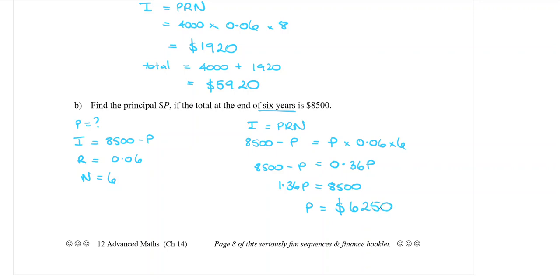You get 6,250, right? And you could double check it if you wanted to. You could do 6,250 times 0.06 times 6, get the interest, add that on to your 6,250 again, and you should be back to 8,500 to make sure it works.